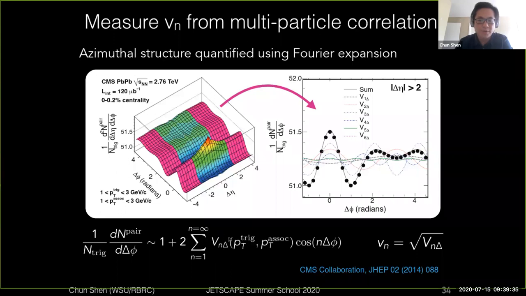And from some simple algebra, you will understand that this capital Vn is nothing but the square of the small vn we talked about a few slides ago. So you can basically take the square root of the capital Vn delta to get the vn coefficients measured in experiments.